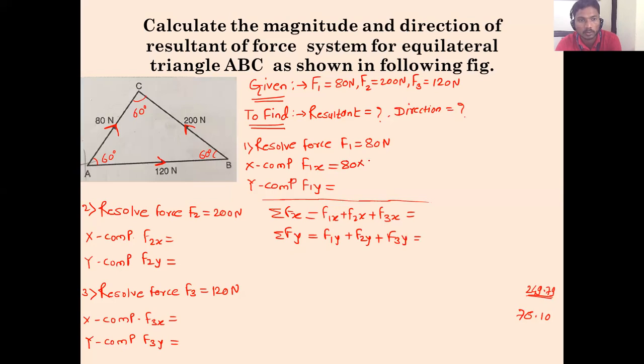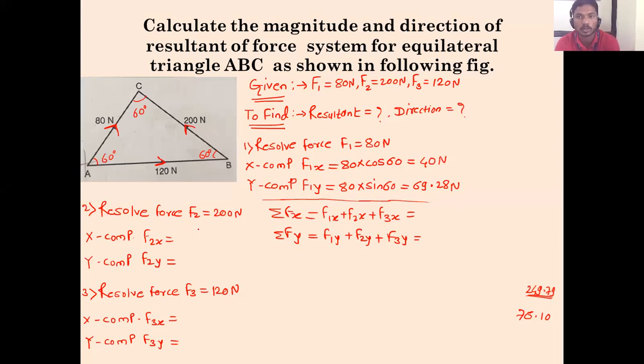So 80 into cos 60. Why have we taken cos 60? The 60 angle is made by the x-axis, horizontal. Equilateral triangle. Okay. Tell me the value of F1x. 40. Okay. Then F1y. Tell me this value. 69.28. Okay.